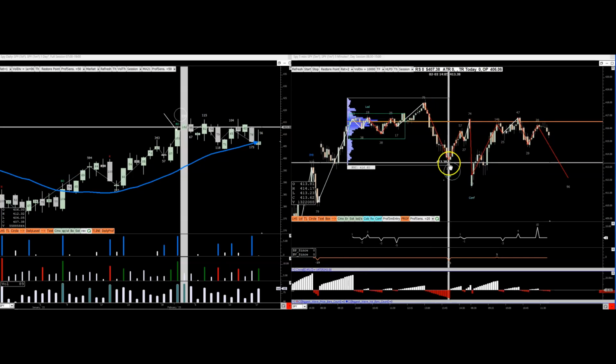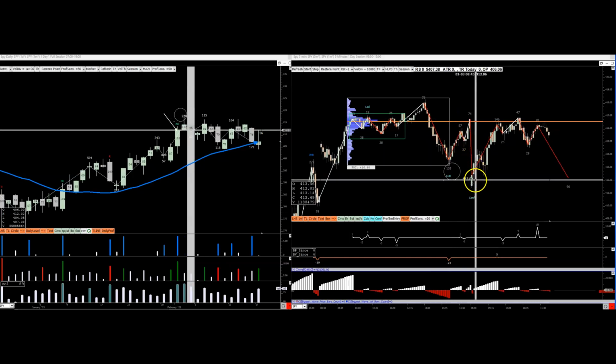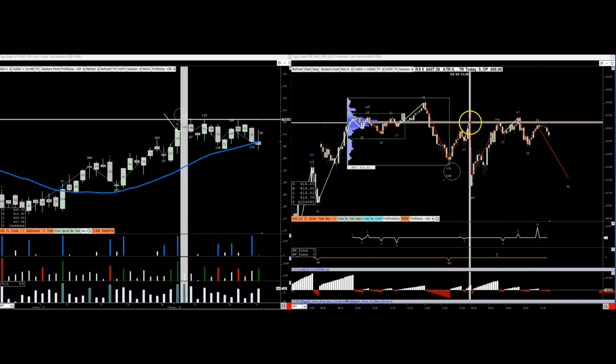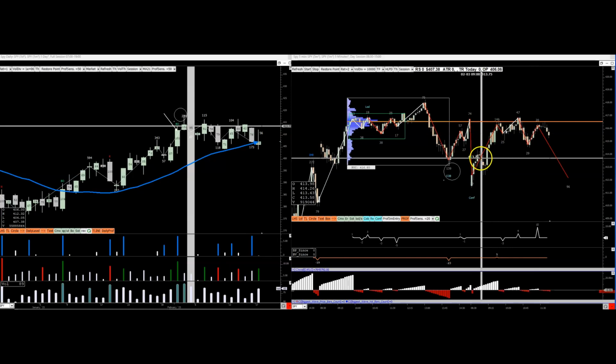So after it goes down, pap, you can't get above. Sell, pap, again, pap, again, pap. You see, resistance. You can't get above it. It's being defended. All right.